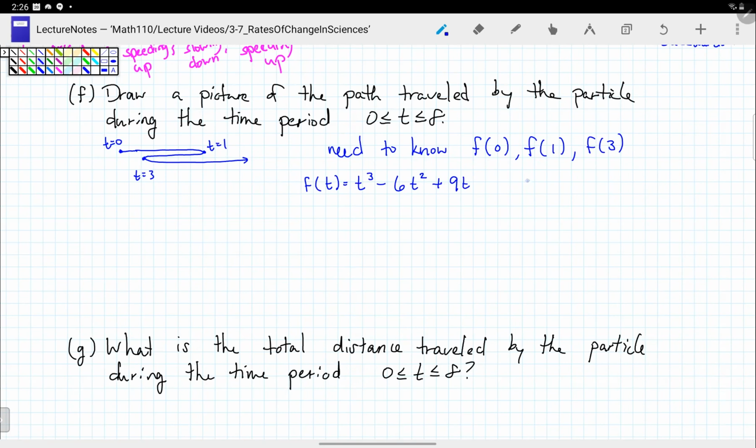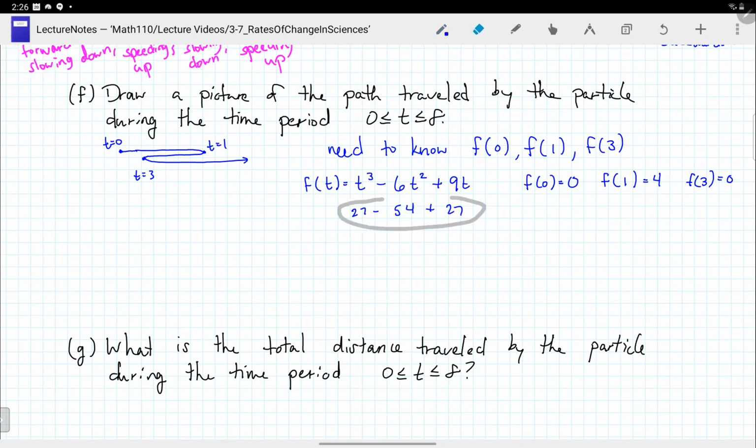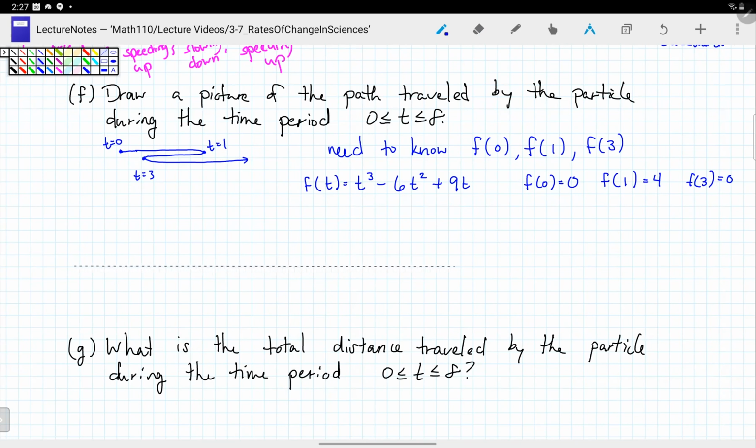So we get f of 0 equals 0, f of 1 equals 4, and f of 3, let's see, that's 27 minus 54 plus 27. That's 0. Okay, so that actually tells us a little bit more concretely. If I put up a scale here, and it says for the first 8 seconds.